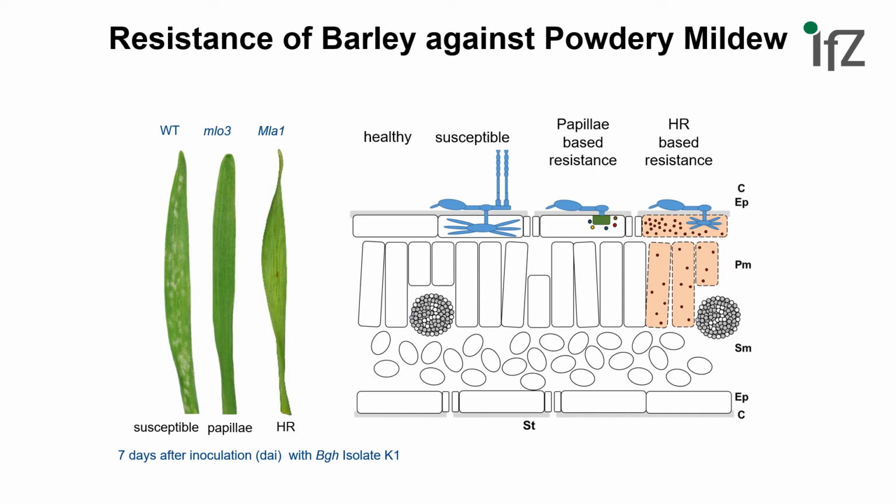And each of these resistance reactions causes different changes in the structure of the tissue. So the MLO3 forms a papilla which hinders the haustorium to penetrate the cell. The MLA1 genotype forms a hypersensitive reaction, and this is a necrotization of single cells, and by this the pathogen is not able to feed itself.